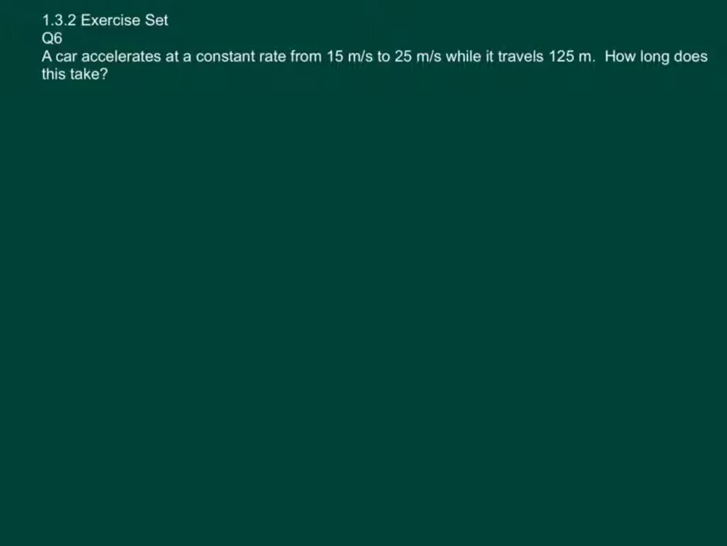A car is accelerating at a constant rate, so the constant acceleration, from 15 meters per second to 25 meters per second, and during this time period he travels 125 meters. How long does this take? So first of all, we have acceleration is constant. It's worthy of note. We've got a velocity initial, velocity final, we've got a displacement, and we want to know time.